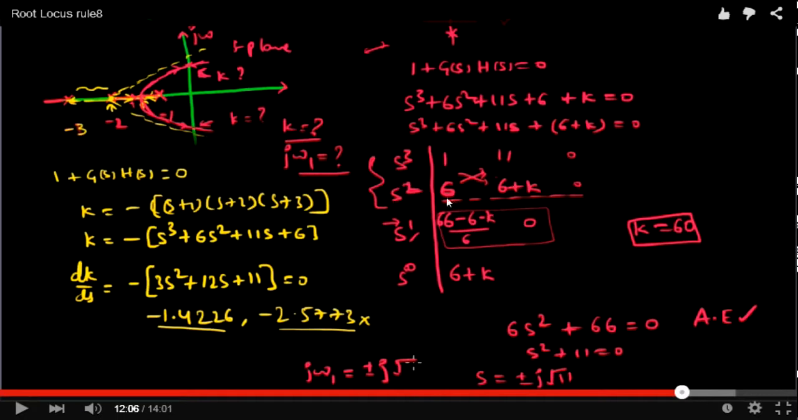And therefore you straight away use the s squared to do an auxiliary equation. So you have 6s squared plus 66 equals 0. Then you factorize the 6, and you bring this 11 over here, you have minus 11. Then you have an imaginary number over here. And this is where you get this system. It's pretty cool, so let's watch.